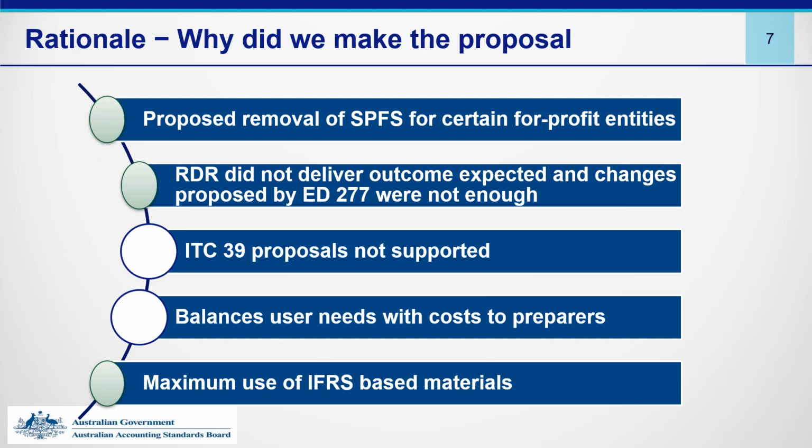The feedback from the post-implementation review of the RDR disclosures was that RDR hadn't really delivered the outcomes expected and wasn't enough of a reduction in disclosures to be worthwhile for people to adopt. The take-up of RDR was quite low. There had then been an attempt to revise RDR disclosures in ED 277, as Carla mentioned, taking a more principle-based approach to identifying RDR disclosures, which involved identifying key disclosure areas. But again, that still ended up with way too many disclosures.